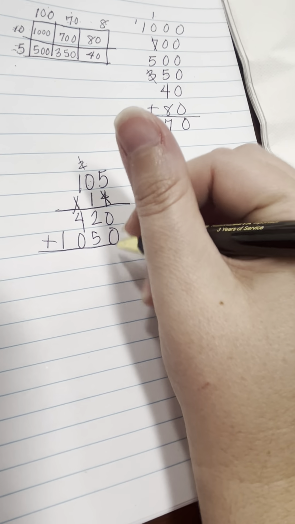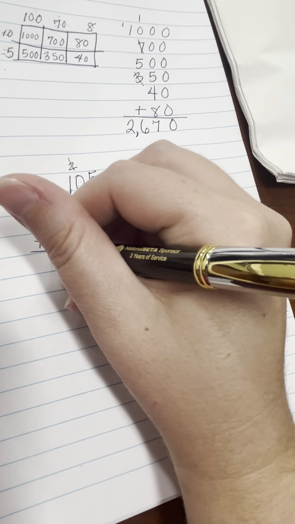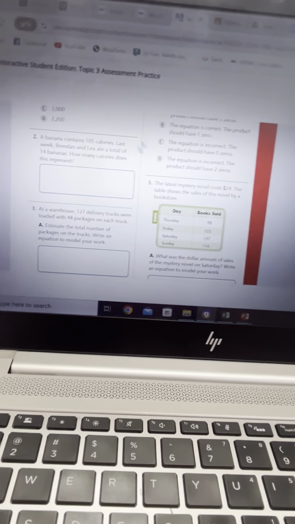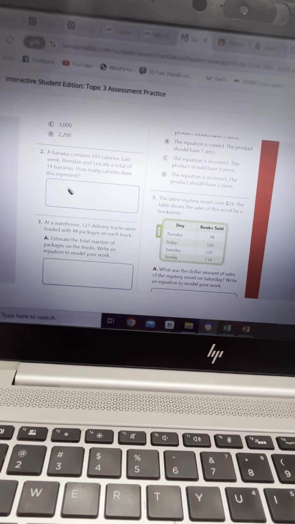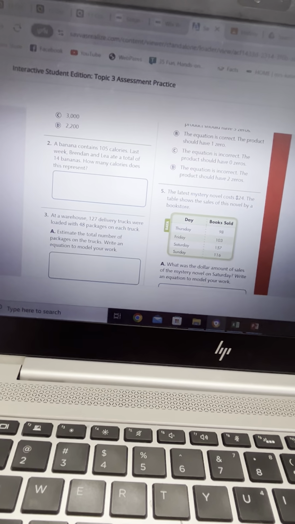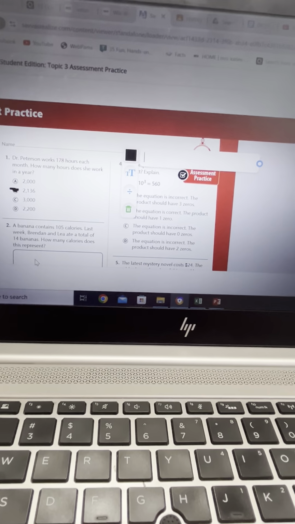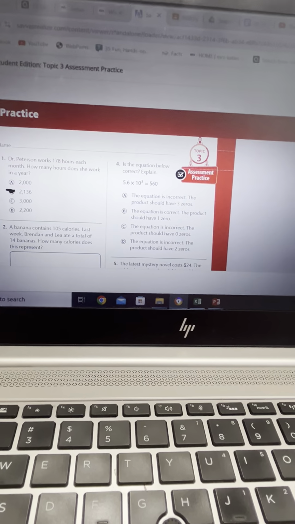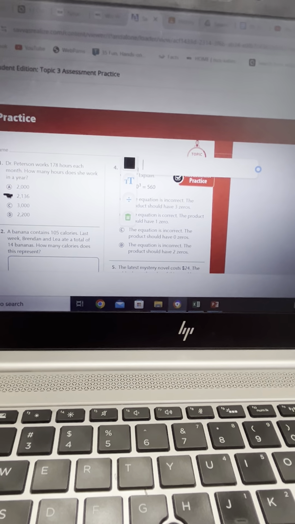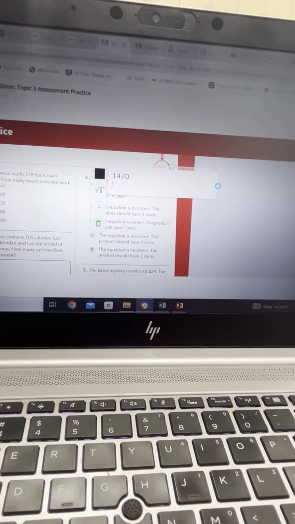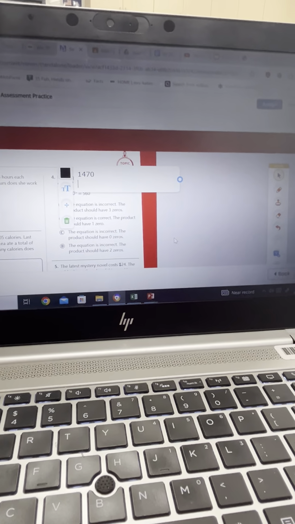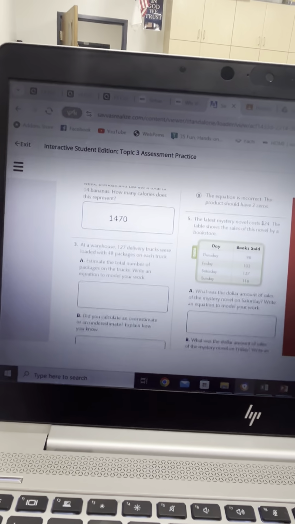Add it all together. 0, 7, 4, 1. 1470. So the answer to this problem is 1470. And I can write it with text. There we go. Now the answer's there.